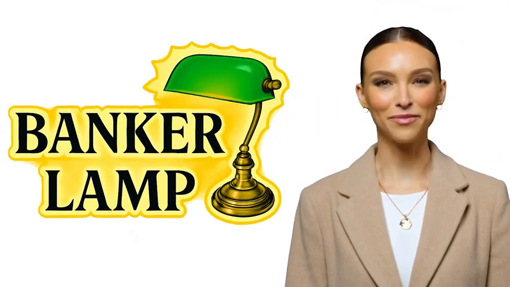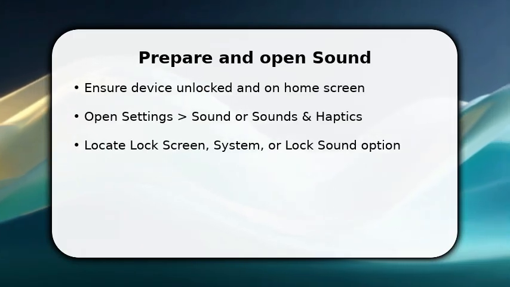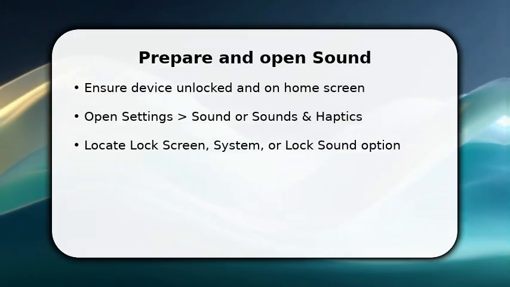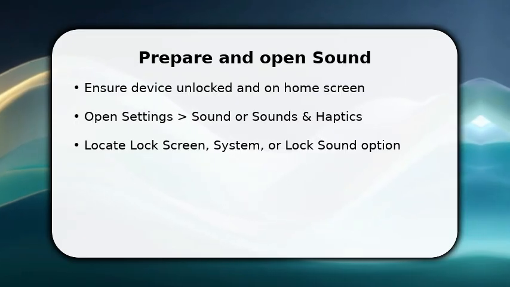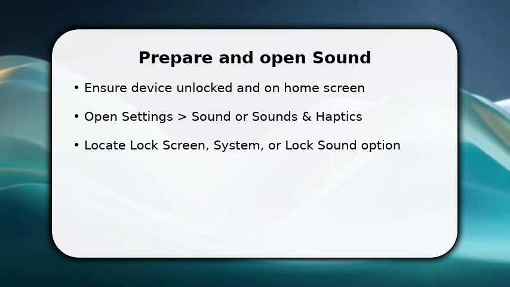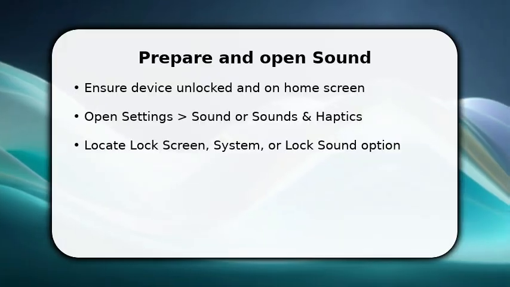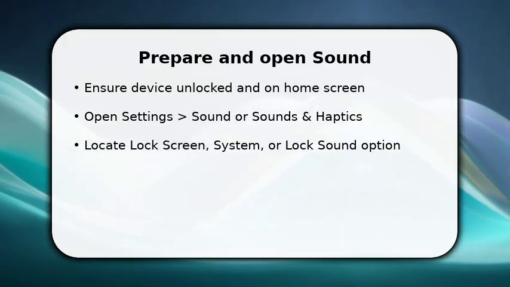Please enjoy the video. You start now, unlock the device, and go straight to Settings, Sound or Sounds and Haptics. You do this because lock screen noise is controlled by system sound toggles. Once there, look for labels like Lock Sound, Screen Lock, or System Sounds. Toggle that specific switch off. This mutes the click or chime when locking.